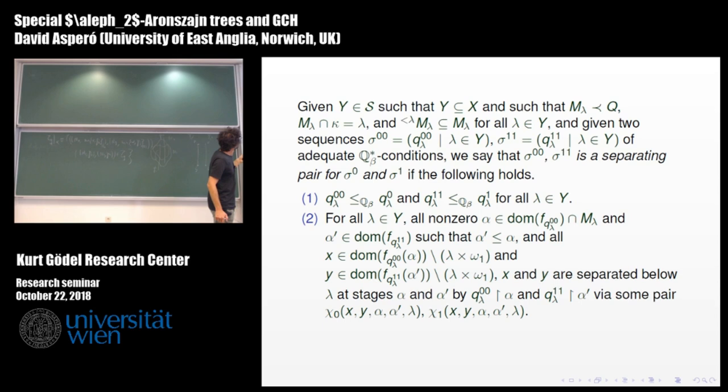Okay, so where are we? Anyway, I'll call this a separating pair if the following holds. Q00 lambda extends Q0 lambda, and Q11 lambda extends the other one, fine. Now, for every lambda and all non-zero stages that come from the lower one and from the upper one, so alpha and alpha prime, where alpha prime is less than or equal to alpha, let me start drawing something.